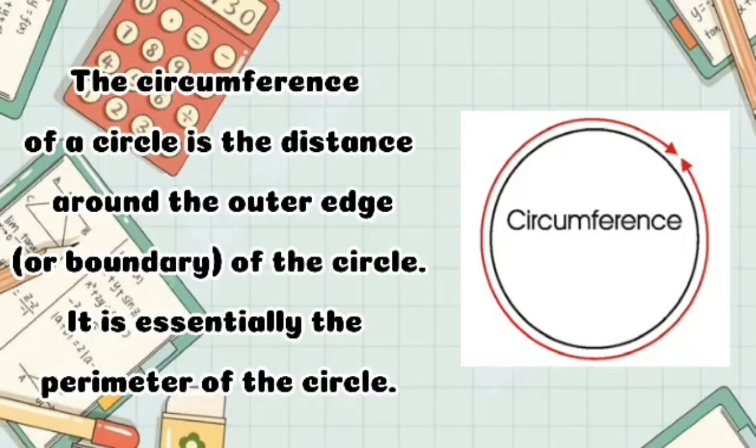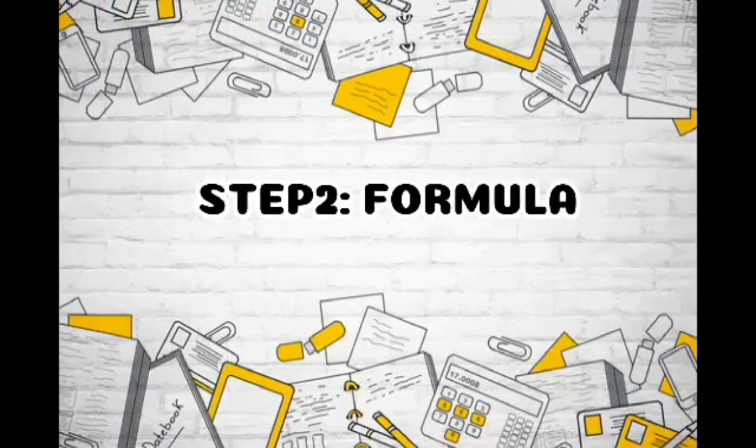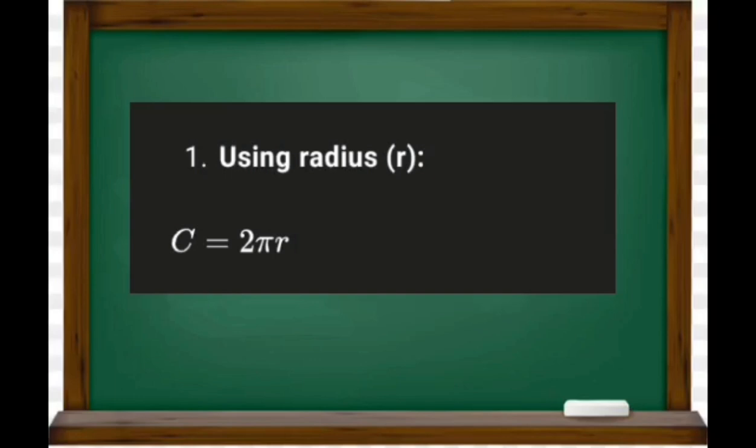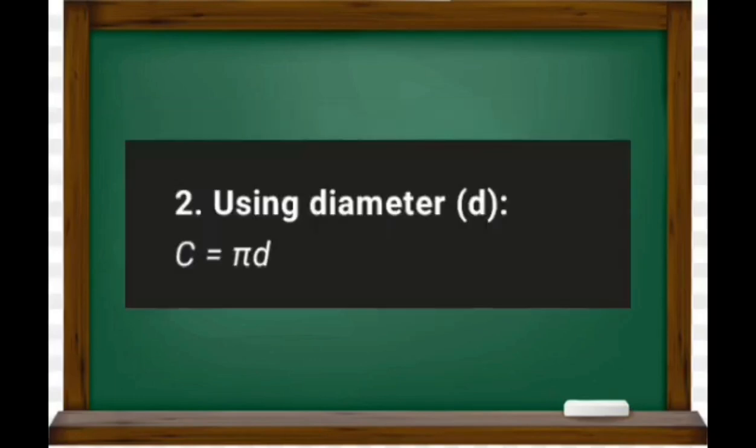The circumference of a circle is the distance around the outer edge or boundary of the circle. It is essentially the perimeter of the circle. The formula: there are two common formulas to calculate the circumference. First, using the radius: C equals 2 pi r. Second, using the diameter: C equals pi times d.